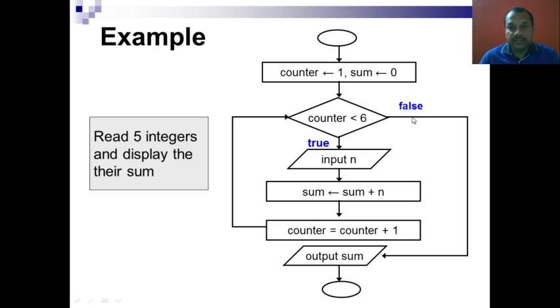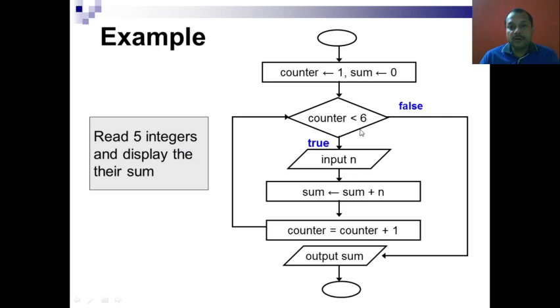Again, the statement or group of statements which are being repeated is input n, sum equals sum plus n. Now from here you can see clearly that if this kind of loop construct is not there, then basically you have to write input n, sum equals sum plus n 5 times, since 5 integers are supplied by the user and you have to display their sum.